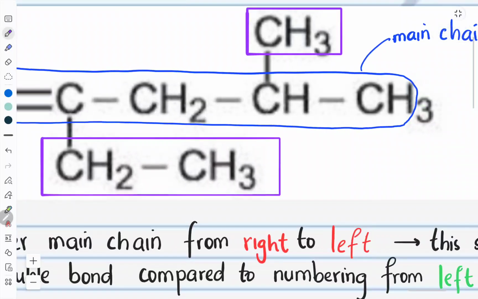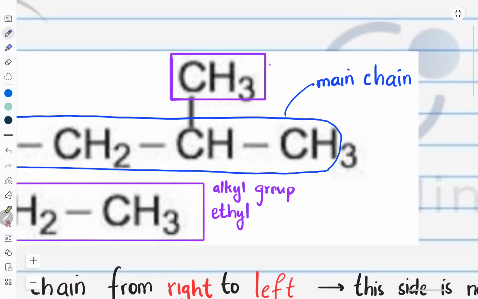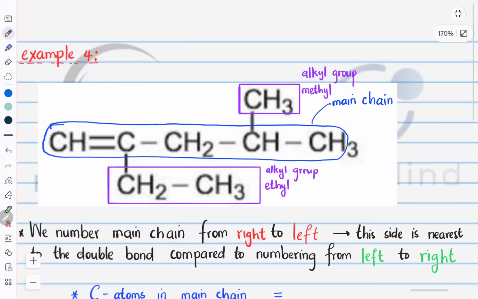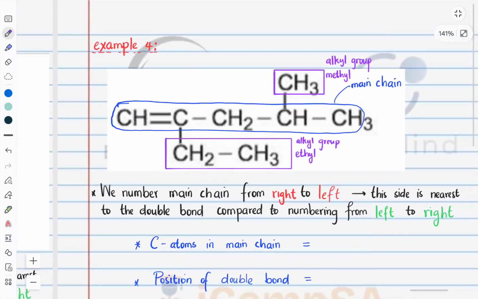So this one has 2 carbon atoms, this alkyl group. It's an alkyl group, it has 2 carbon atoms, right? And because of that, it's therefore ethyl. If you remember our table of alkyl groups and their names, and this will be methyl. This is also an alkyl group. Okay, so we have those, and then now we can start numbering this chain.